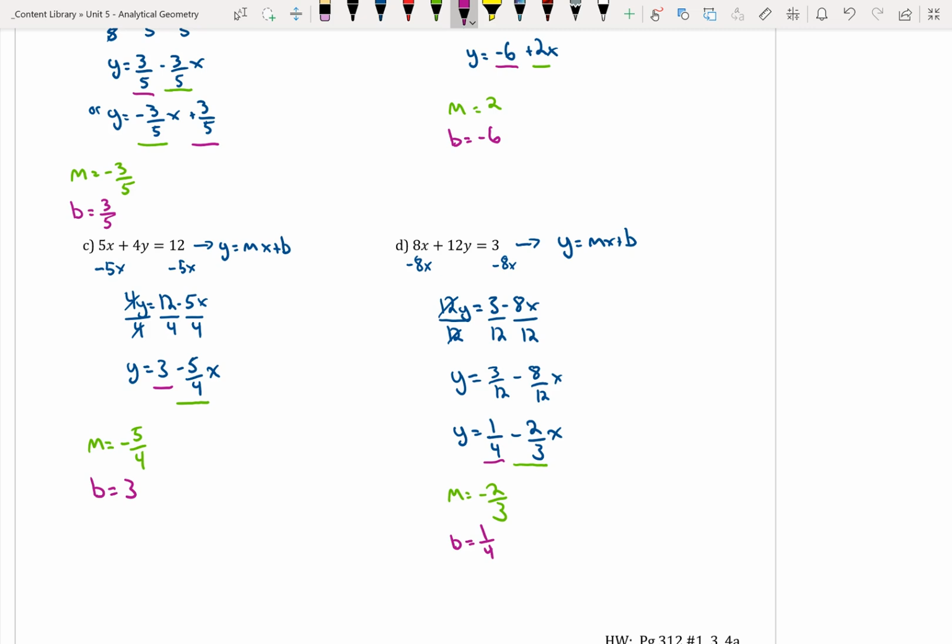Again, the key things are to review and remember how to solve equations, or how to rearrange equations, and we basically rearrange to get it into the form y equals mx plus b.